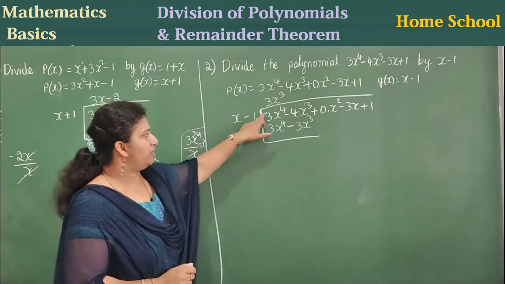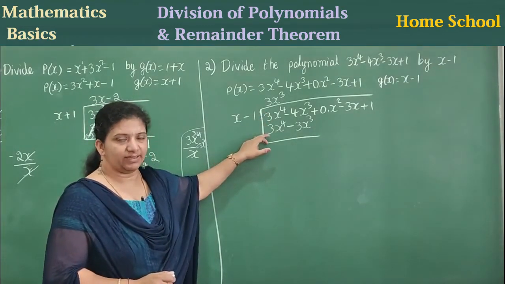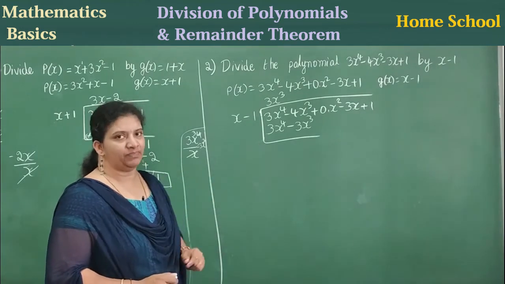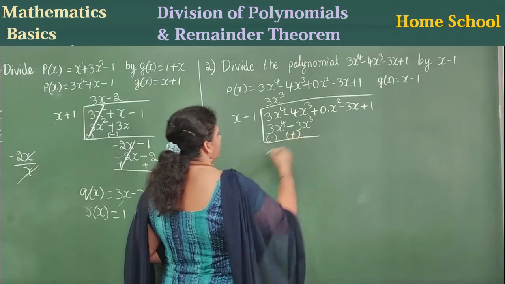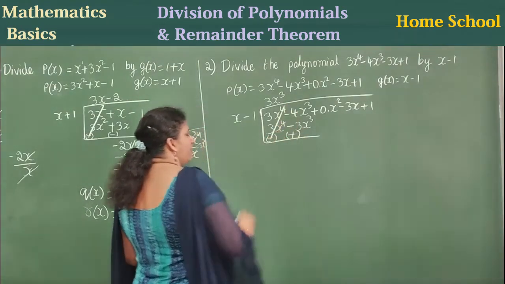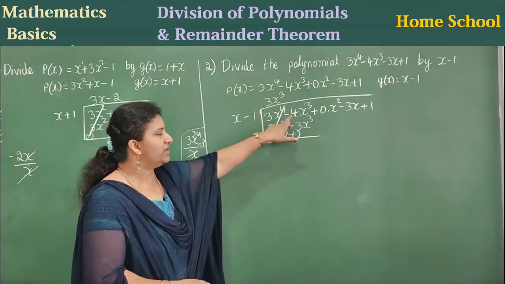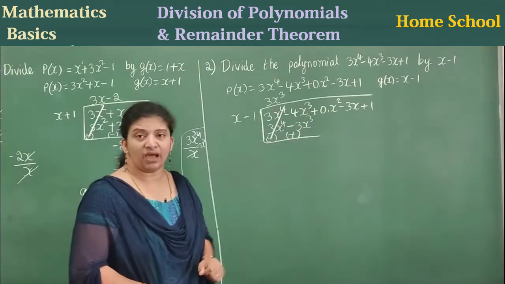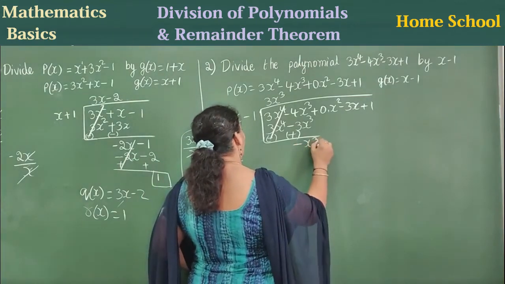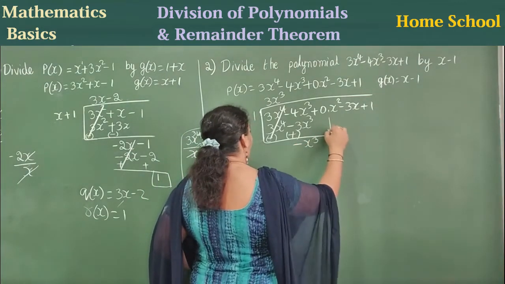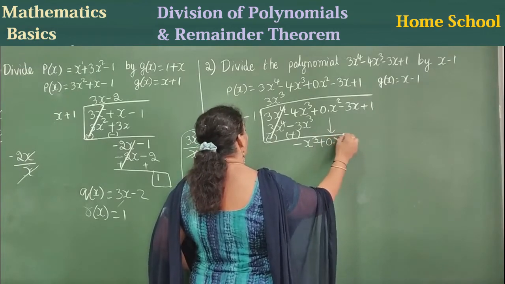Okay? Now, again, can you cancel here? You cannot cancel. Then you need to subtract. Subtract means just change the sign. Now 3x^4 minus 3x^4 will be cancelled. Now here minus 4 plus 3, how much? Minus x cube. Then drag one term, plus 0x square.